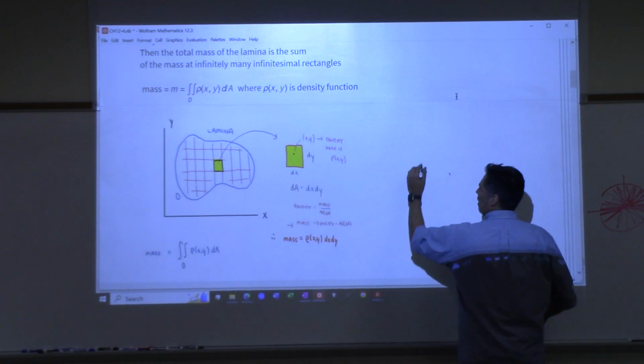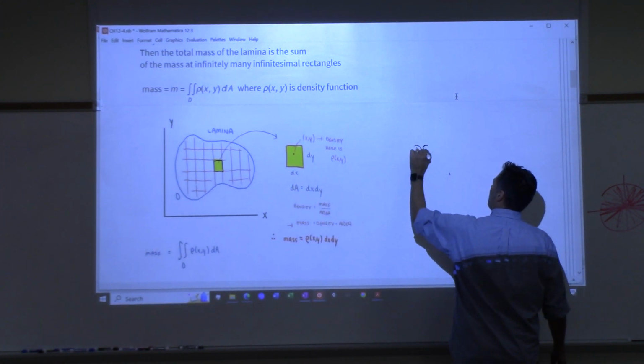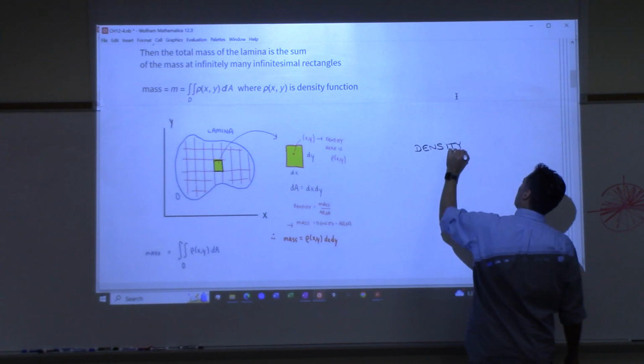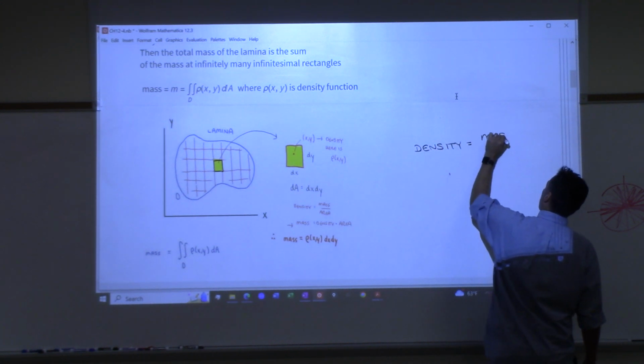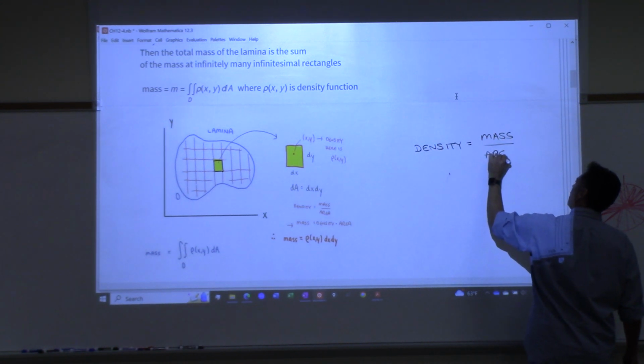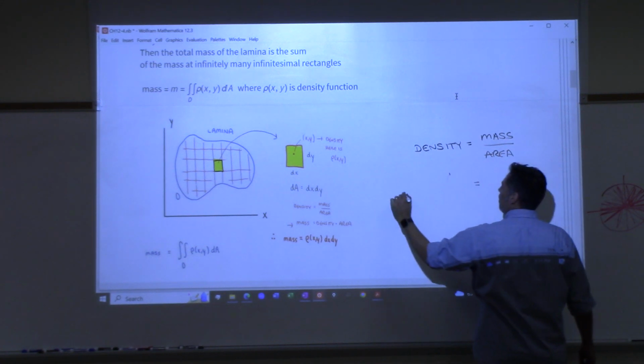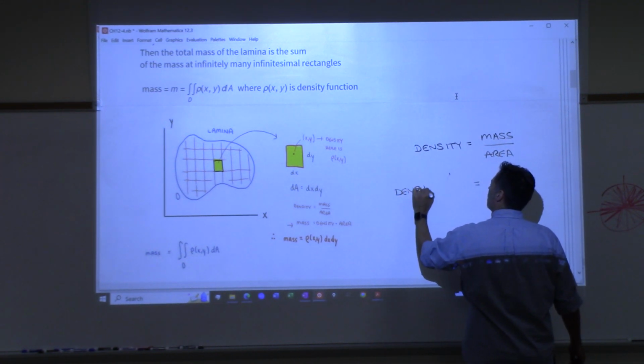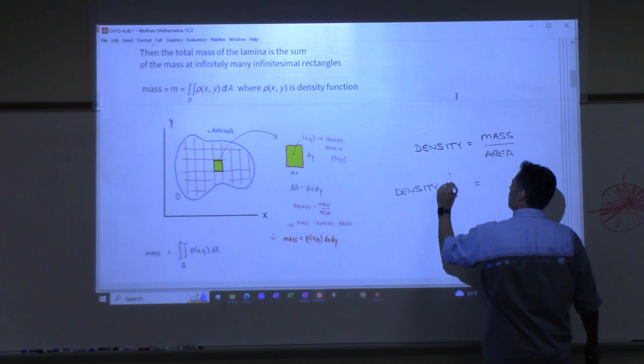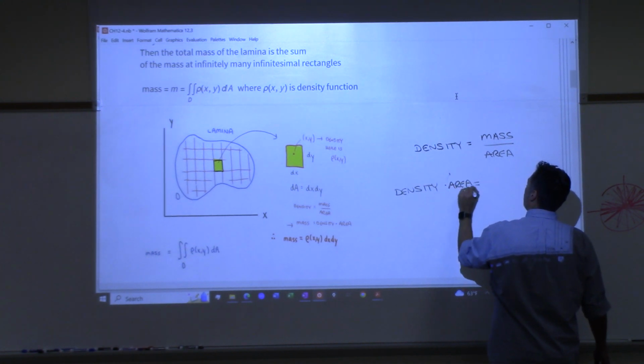Let me write these things down better. Density is mass over area. So that means if I multiply both sides, the density times the area will be the mass.